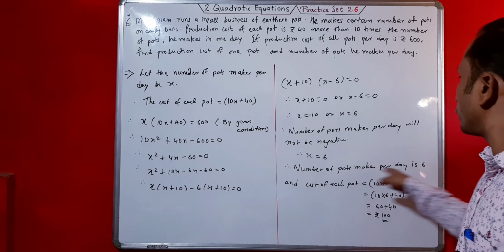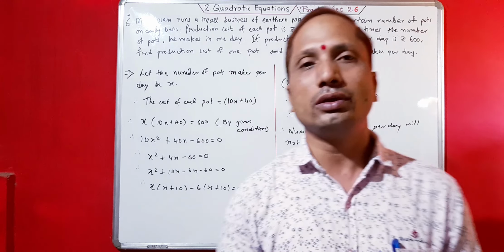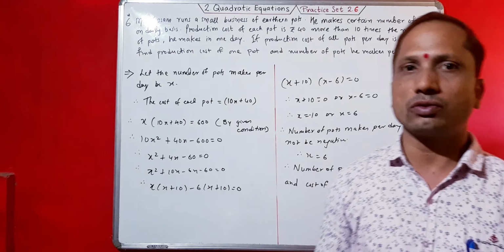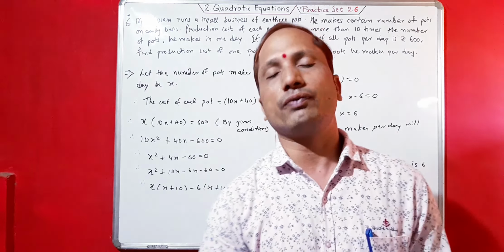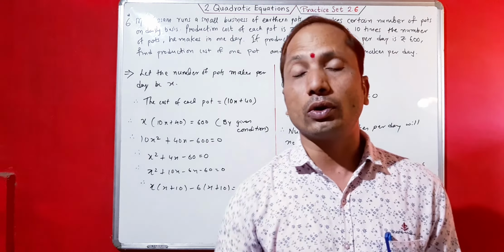So the number of pots made per day is 6, and the cost of each pot is rupees 100. So 6 into 100 is 600, the cost of pots for the 1 day production. Okay, so in this way you have to solve this. This is problem number 6, we have solved it, and now we are going to solve problem number 7.